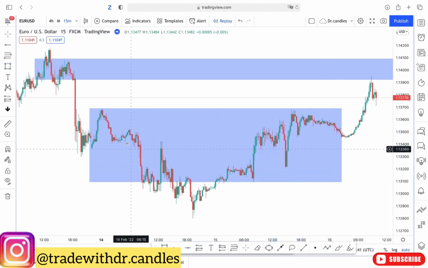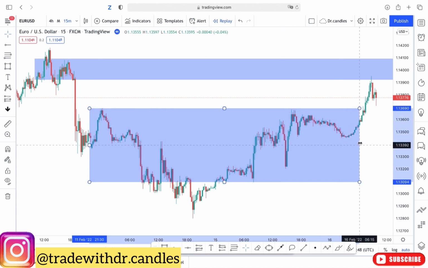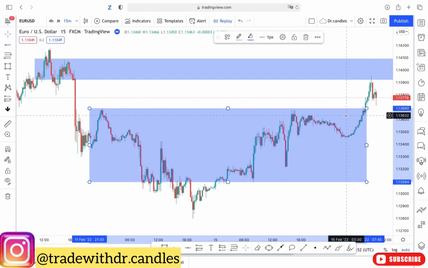You see, this is a very nice resistance area. So should market break through that resistance, a lot of retail traders will be thinking that this market will now continue to buy, only for market to tap onto a very nice supply zone and then drop. I hope you understand.